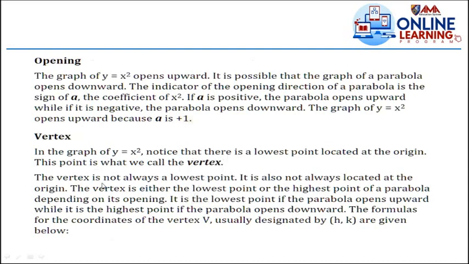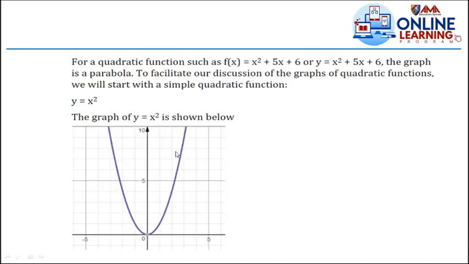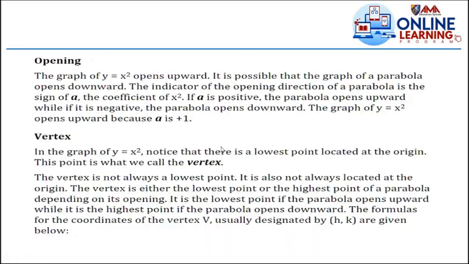Okay? The vertex is not always a lowest point. It is not always located at the origin. The vertex is either the lowest point or the highest point of a parabola, depending on its opening. Because a parabola which is opening downward, ganito po siya yung itsura niya. Okay? Kaya sabi niya, it is the lowest point if the parabola opens upward, while it is the highest point if the parabola opens downward.